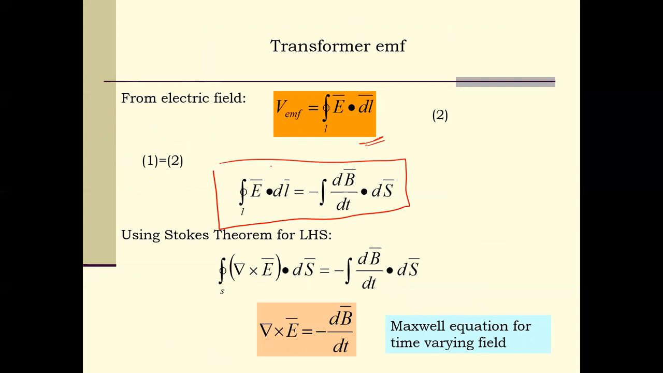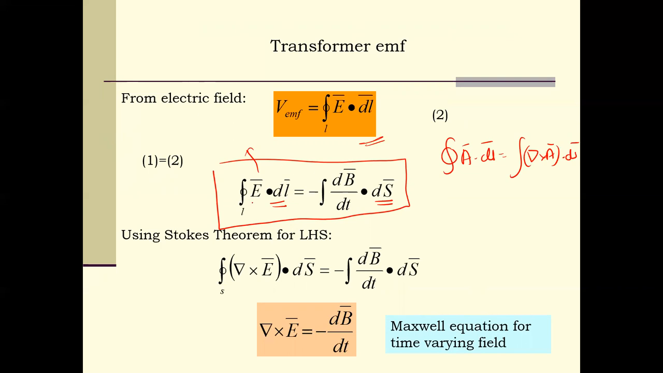And for this, we're going to use Stokes theorem for the left-hand side, because we can see that this is a loop integration and this is a surface integration. So we need to use Stokes theorem, in which these equations can be written in terms of the surface integration. Remember, Stokes theorem states that if we have the closed loop integration of A dot dl, it should be equal to the curl of A dot dS. So this is Stokes theorem, which relates the loop integration and the surface integration.